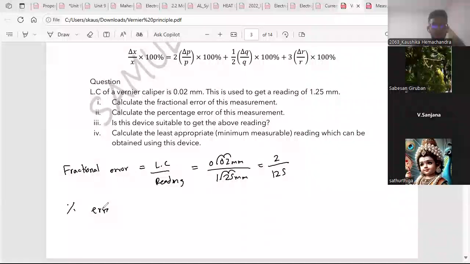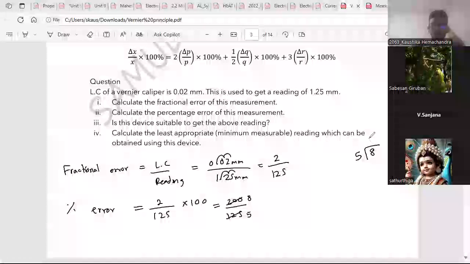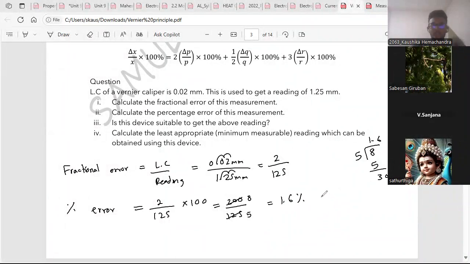Second one, they ask percentage error of measurement. So that's the fractional error's percentage value. 200 over 125, you can cut by 25. 5 over 8, 8 over 5. For 8, there's 1. For 30, there's 6. So 1.6 you get as the percentage error. So this is greater than 1%.